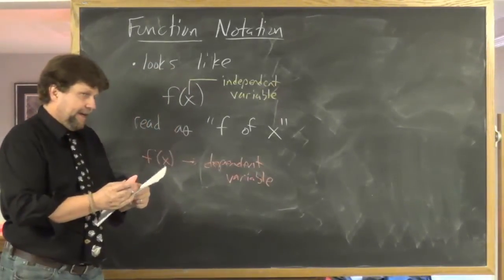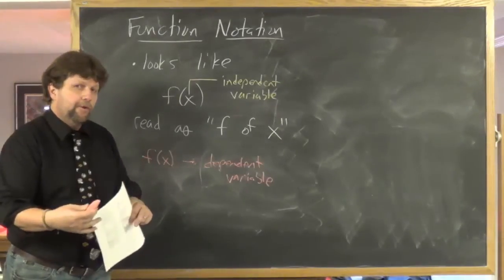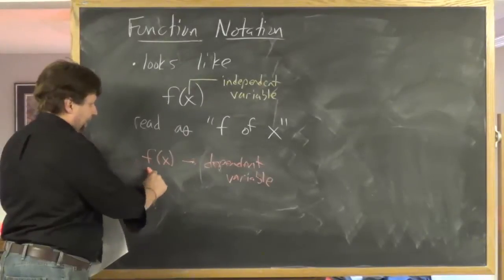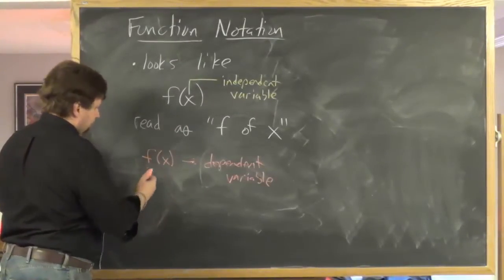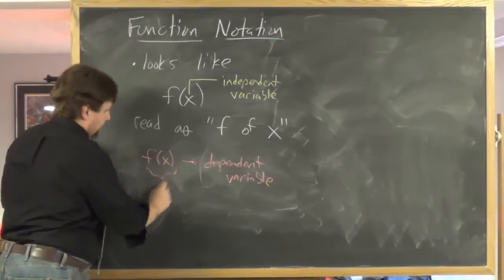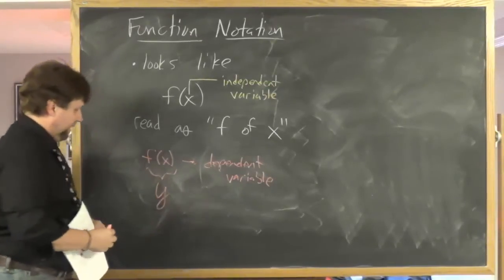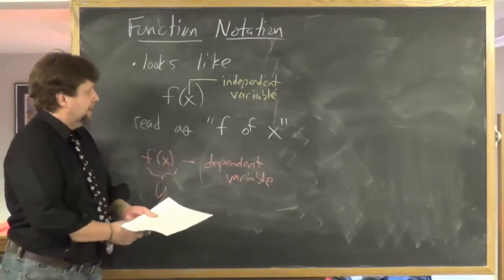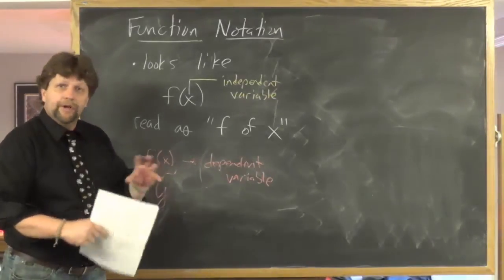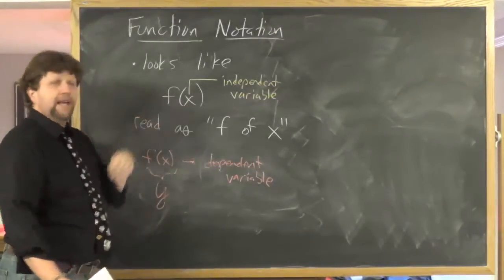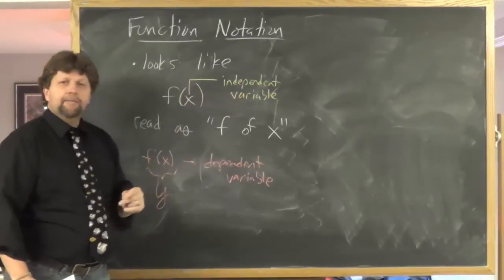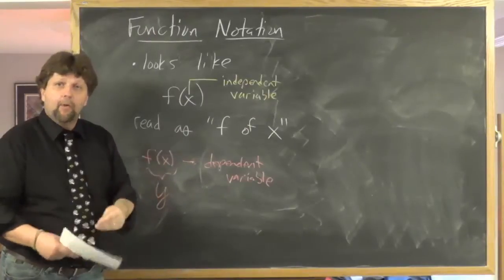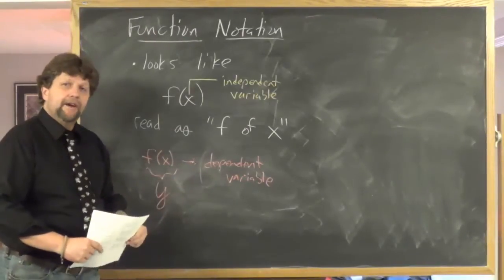And I would say it's okay for you to think that f of x also represents the variable y. F of x is the same thing as the variable y. And it's okay to think that. So, quick recap. You see this? You say f of x. X is the independent variable. F of x, which is the same thing as the variable y, represents the dependent variable.